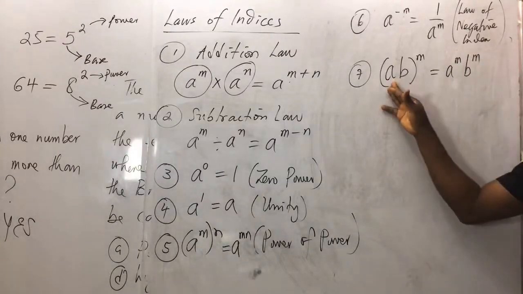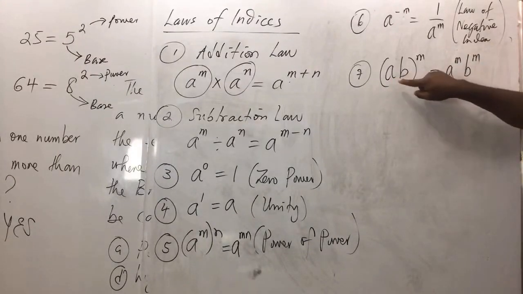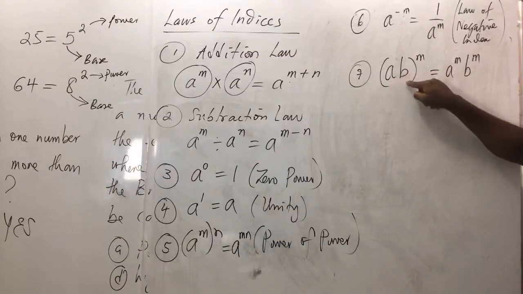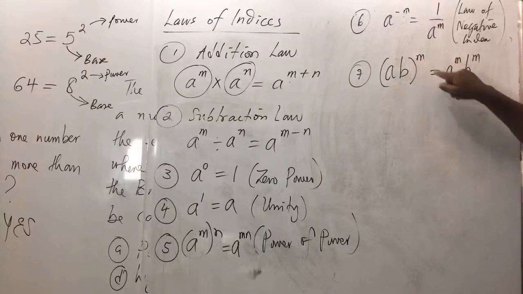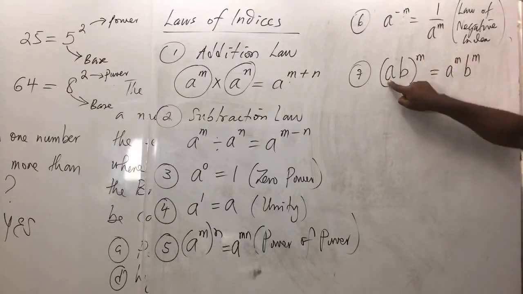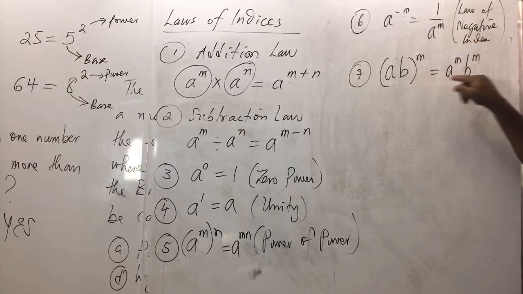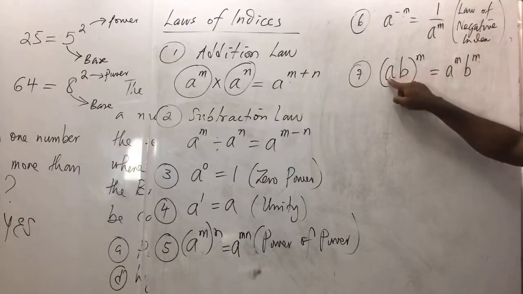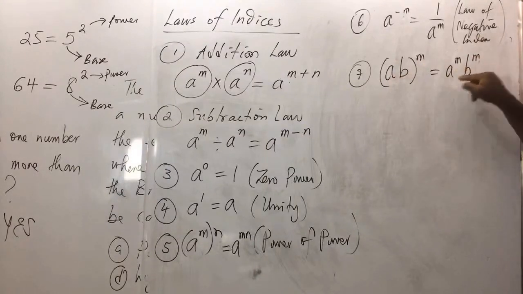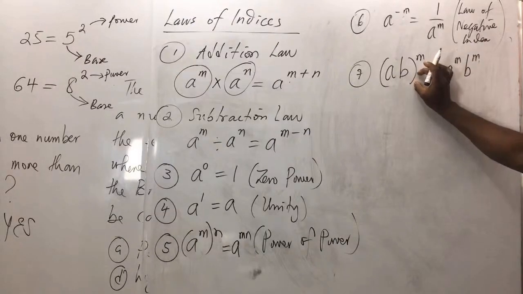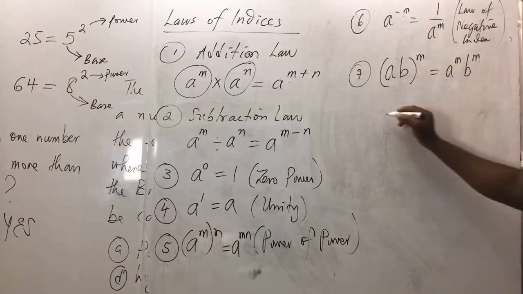Now, in this law, please take note. When two different numbers, two different bases, in a product have the same power, the result is the same as the first carrying that power multiplying the second carrying that power. So A times B raised to power m is equal to A raised to power m times B raised to power m. Now, this is one variation of this law, the law of shared power.